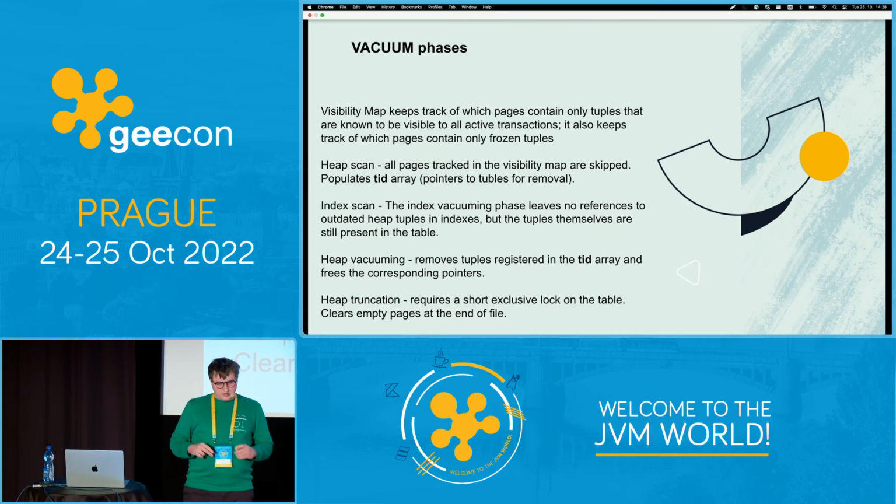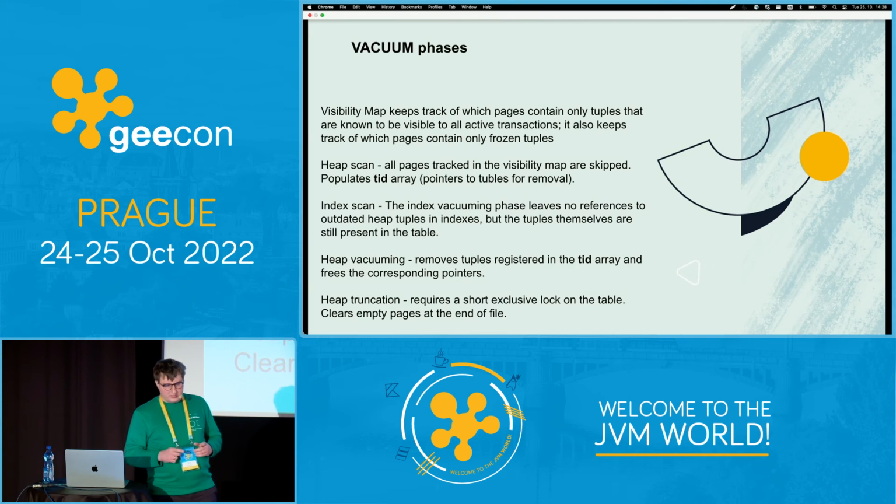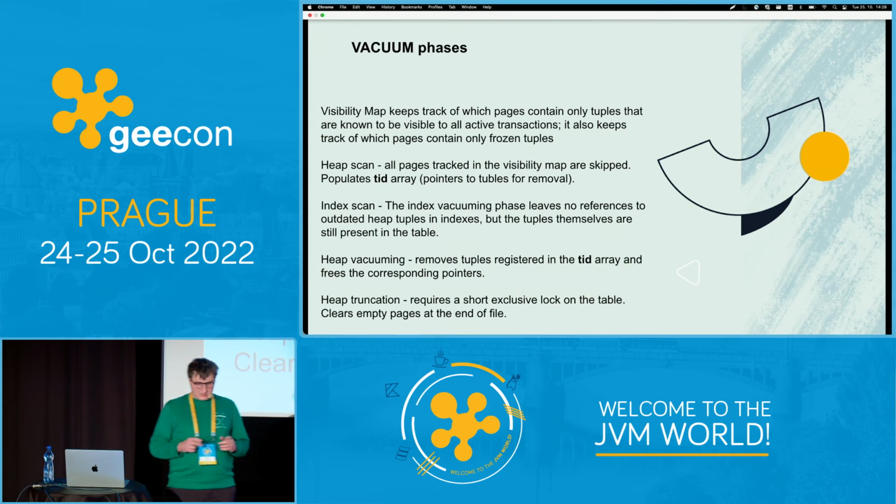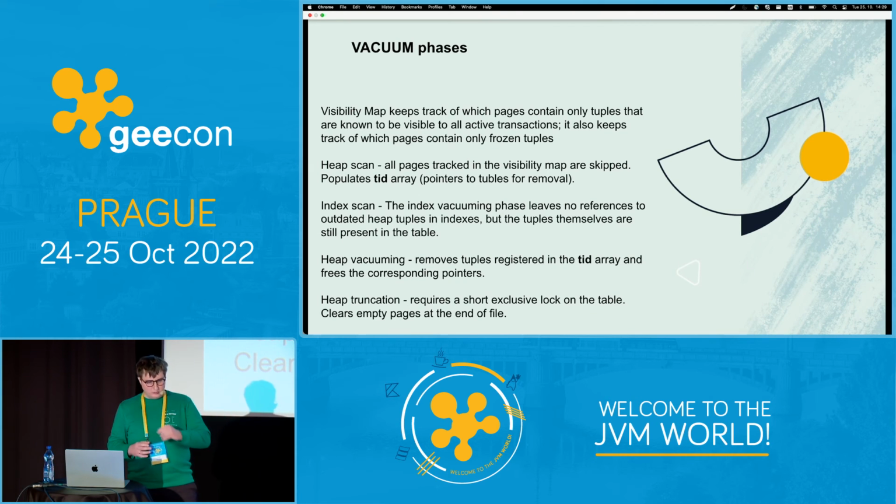But sometimes you can also have heap truncation. It's the last step. When you clean up pages, you can have empty pages at the end. Those pages you can remove. But in this case, this operation will require a short exclusive lock for the table. So you will remove empty pages.